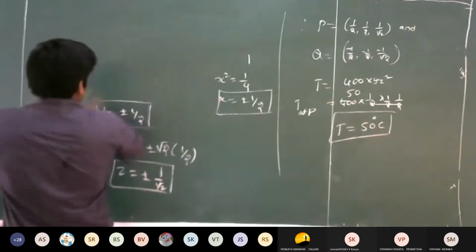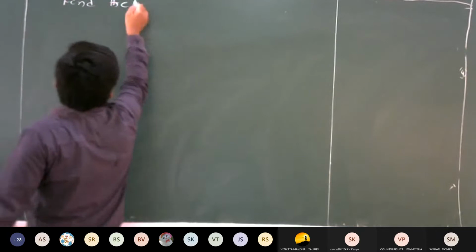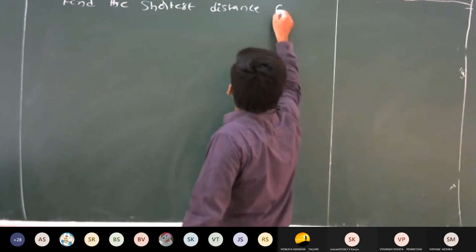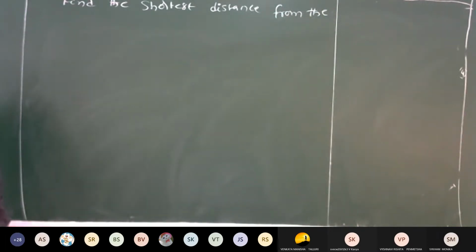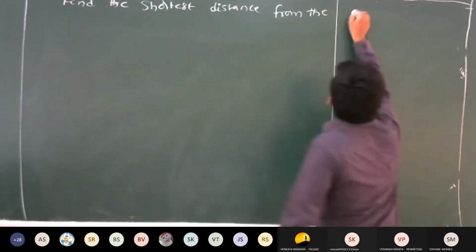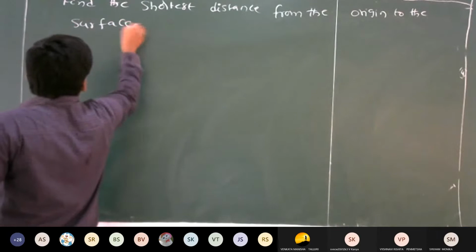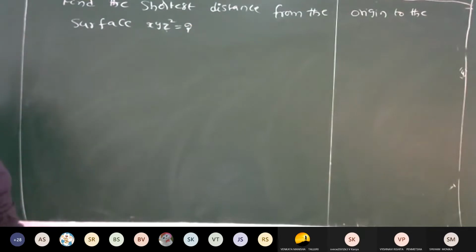So write down the next problem. Find the shortest distance from the origin to the surface xyz square is equal to 2.